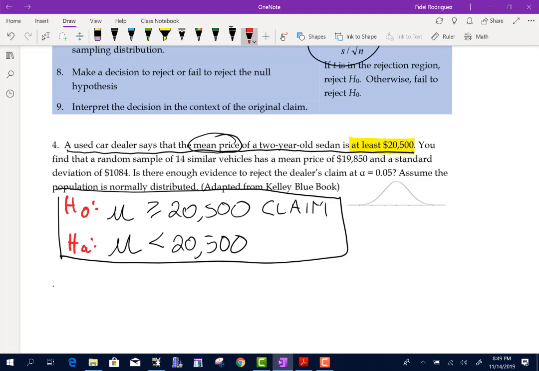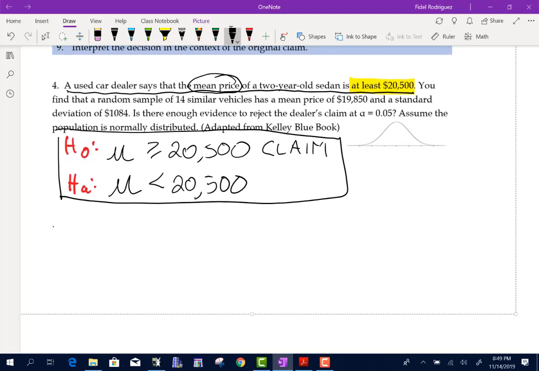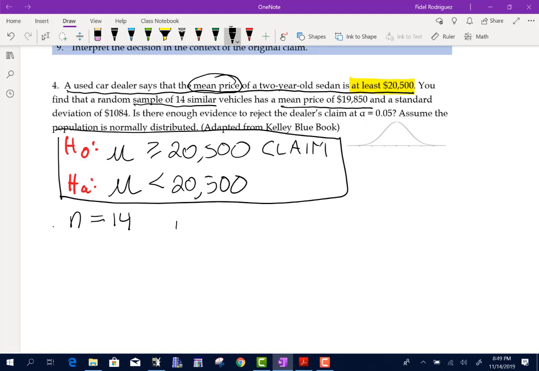Okay. All right. Now that we have that part, let's write down a couple of other pieces of information. Let's see what we know. A sample of 14. Everybody agree that means that my n is equal to 14? Has a mean price of 19,850. What's that number? That's my x bar. 19,850. Okay. And a standard deviation of 1,084.